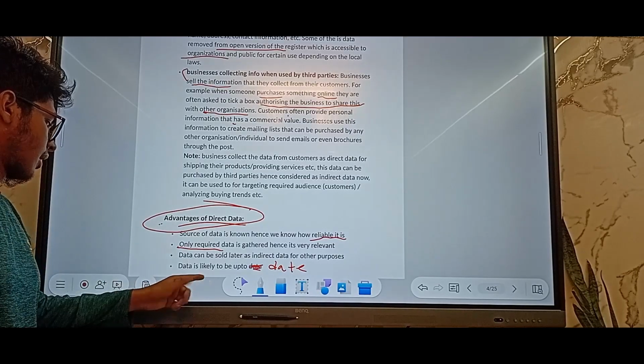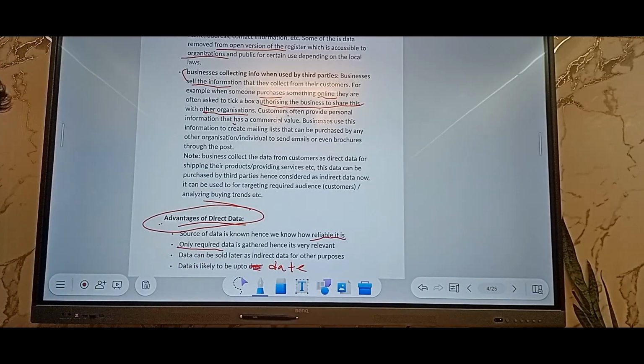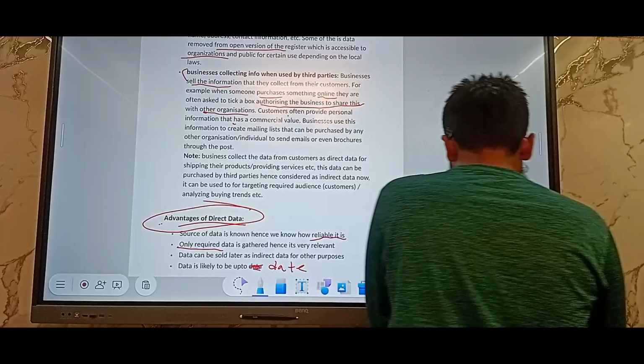They're going to be asking whether the data is likely to be up to date. This is a very important point. Okay, moving on to the next one.